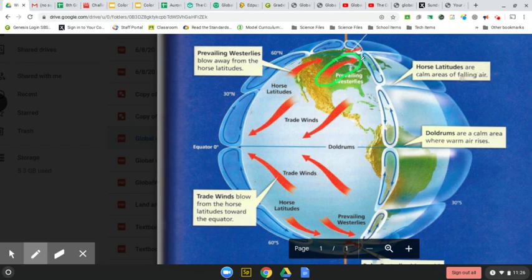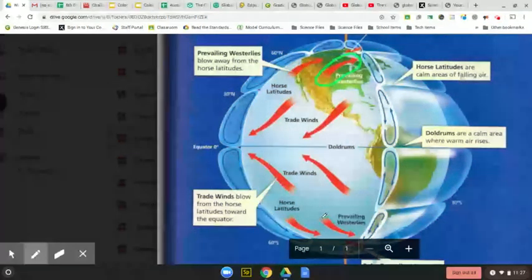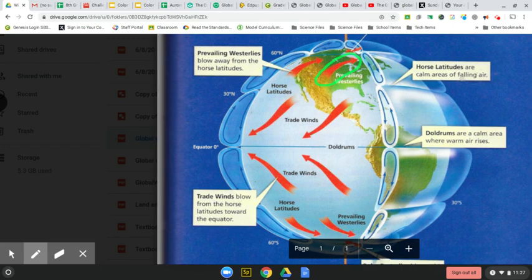Remember, the name of a wind is always where it starts from. So down here in the southern hemisphere, we also have prevailing westerlies that start in the west, and because of that Coriolis effect, they curve towards the east. Now, the prevailing westerlies, they're also winds that blow towards the poles. Okay, so we have air blowing towards the poles, and now they curve to the east because of the Coriolis effect.